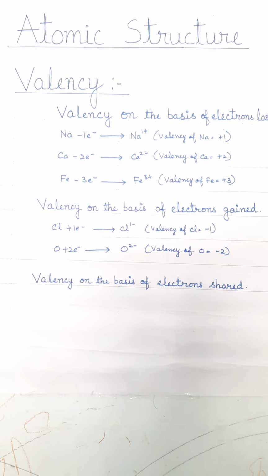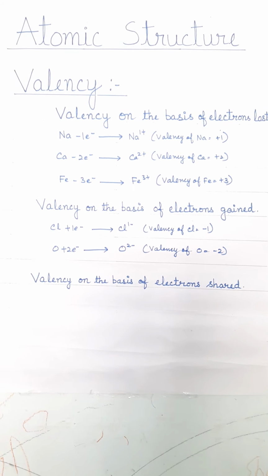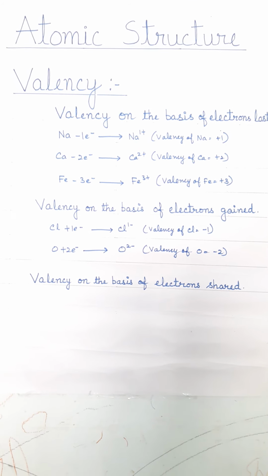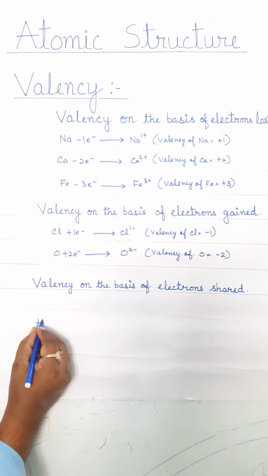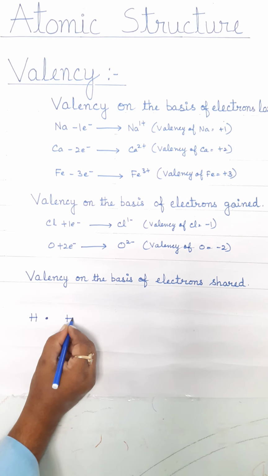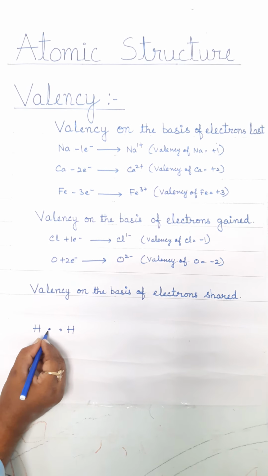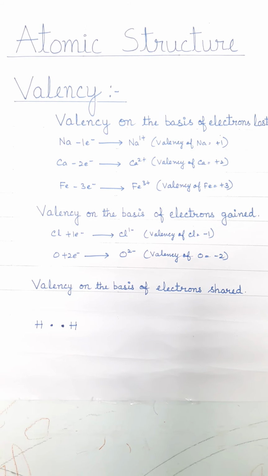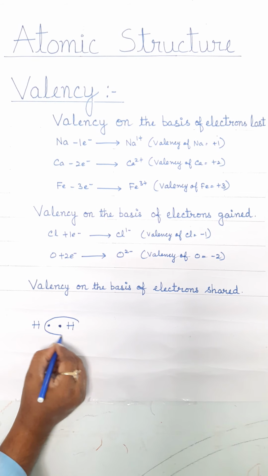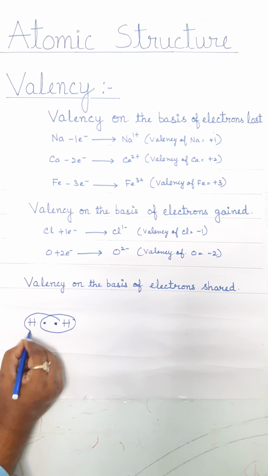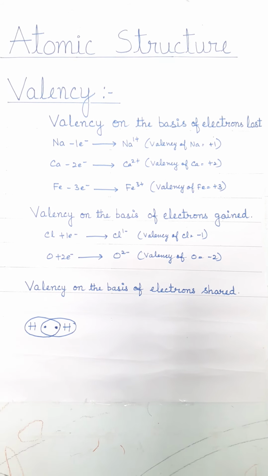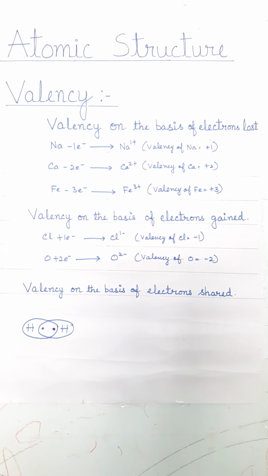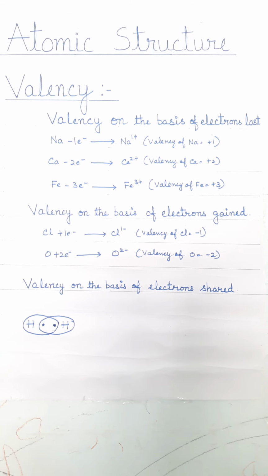Now let us see the valency of few elements on the basis of electrons shared. During the formation of hydrogen gas molecule, each hydrogen atom gives 1 electron for sharing. Here this hydrogen atom is giving 1 electron for sharing. Here this hydrogen atom is giving 1 electron for sharing. As a result, one pair of electrons is shared between 2 hydrogen atoms. And since each hydrogen atom is giving 1 electron for sharing, so valency of each hydrogen atom will be 1.